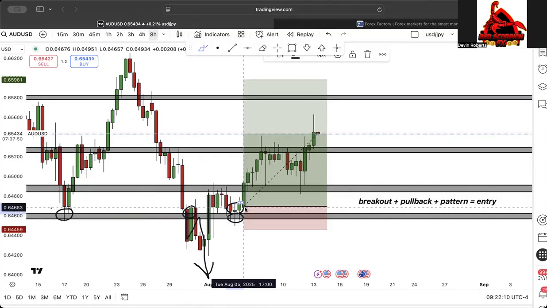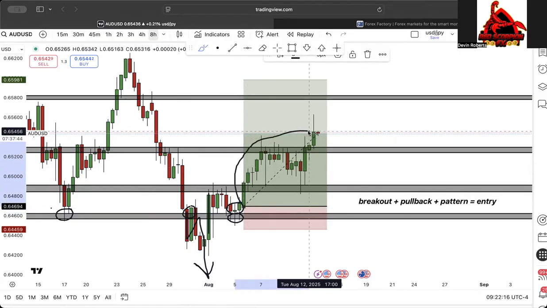So this right here was Tuesday, August 5th at 5 p.m. in the afternoon. Now look at it right now. We are still in profit, right? Coming here, we see that it's still in profit all the way to the 13th. Like I said, this is the beauty of being a trader and looking at a swing trade, because from the 5th all the way to the 13th, you're not doing any work whatsoever.